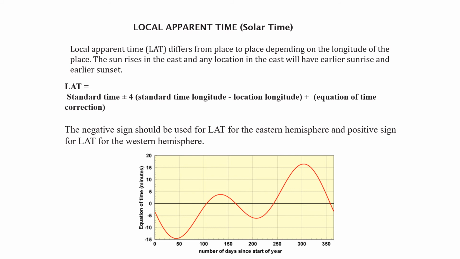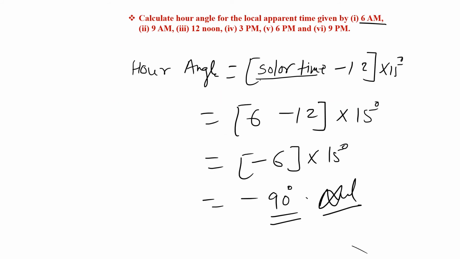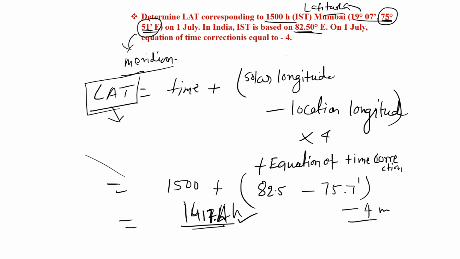And the equation of time correction is also given. The equation of time correction is basically the variation of the sun and earth distance, right? If the sun and earth distance varies, then the solar time will also vary. So we had discussed it and we had solved some numerical problems on it.